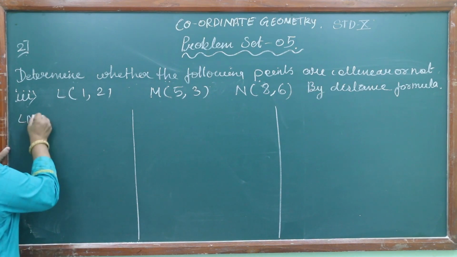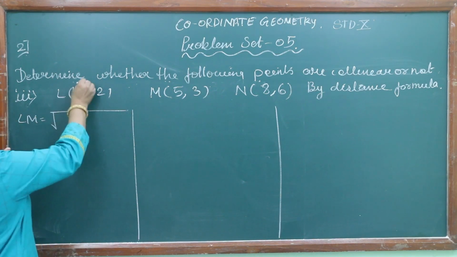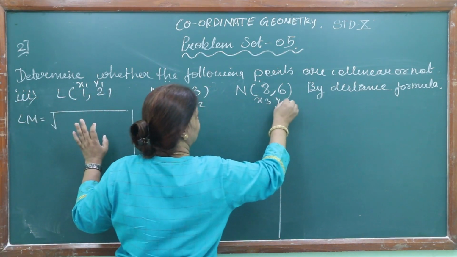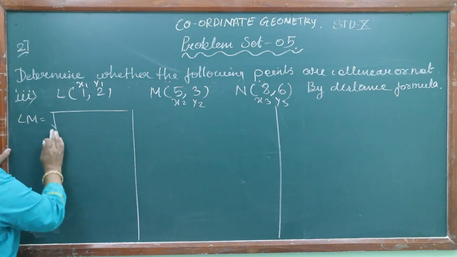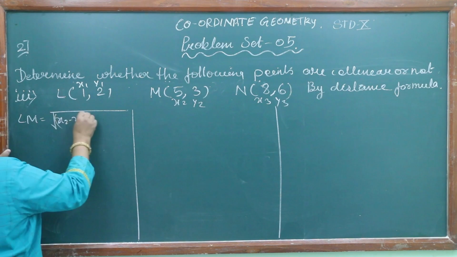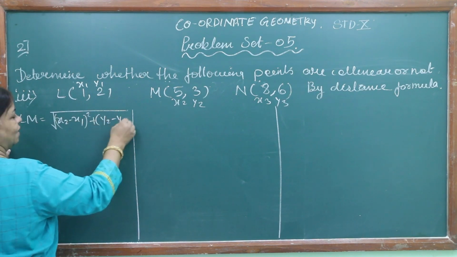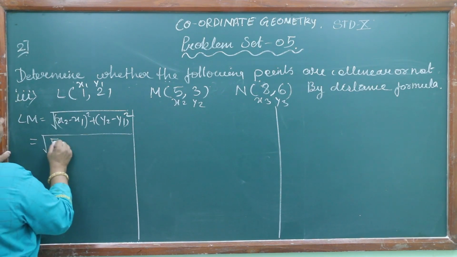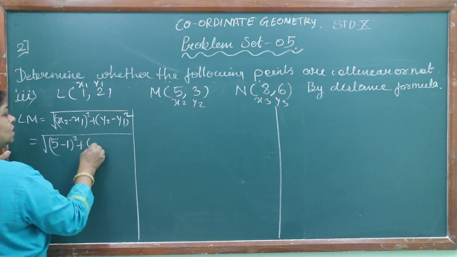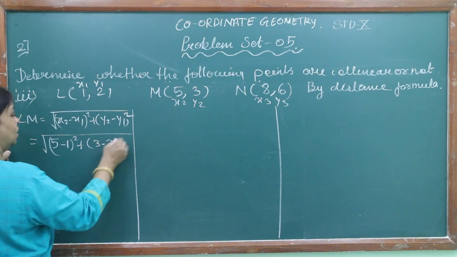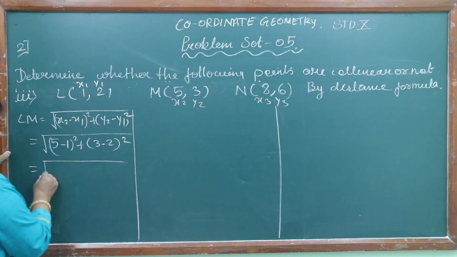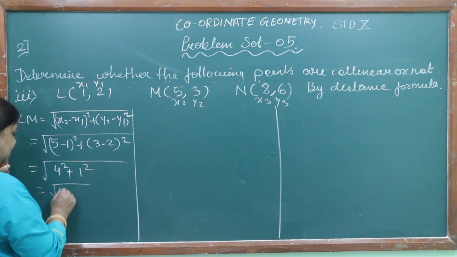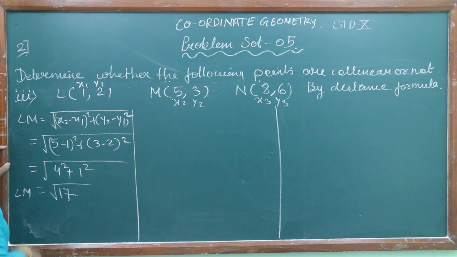Okay, first we will find out LM, which is the square root of (x2 minus x1) the whole square plus (y2 minus y1) the whole square, which is equal to (5 minus 1) the whole square plus (3 minus 2) the whole square. We are getting 4 square plus 1 square, that is under root 17. So we got LM as under root 17.